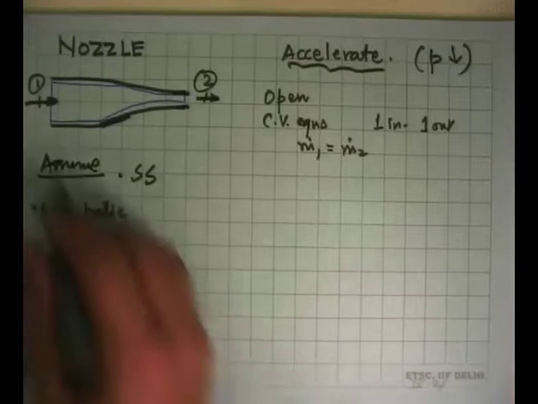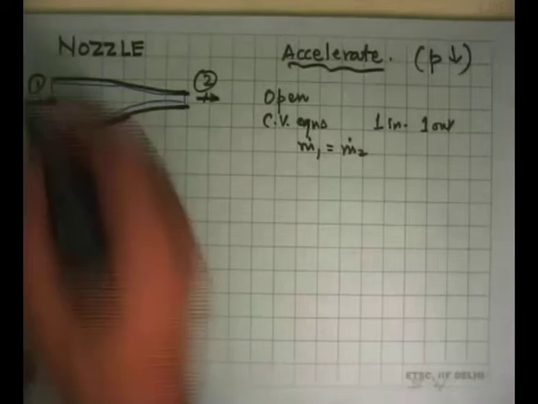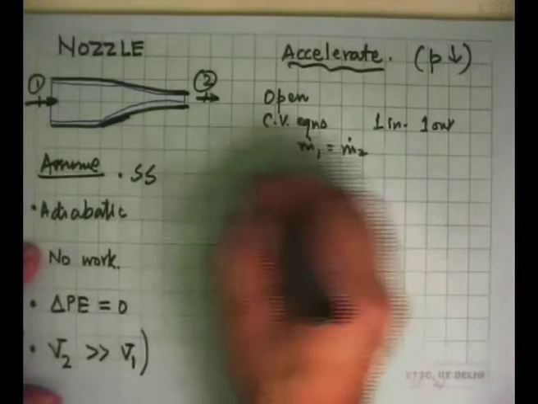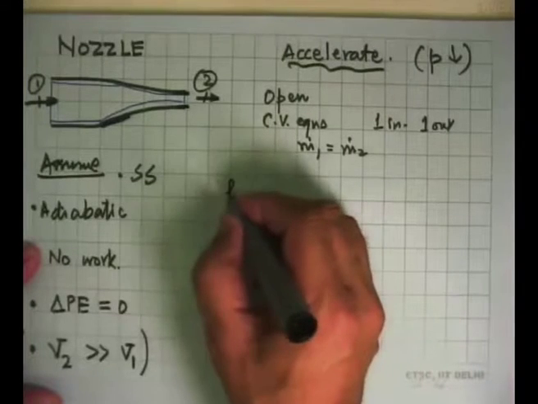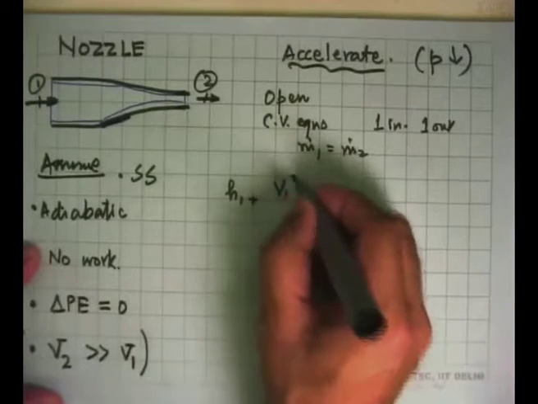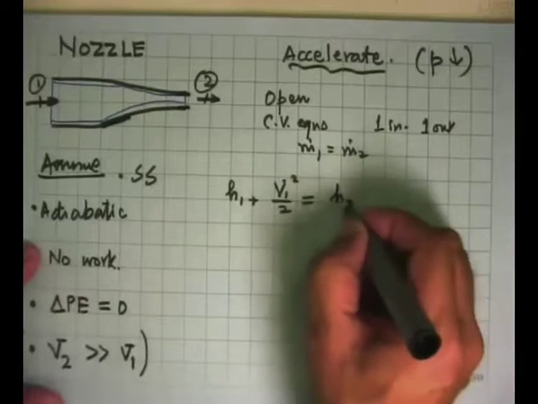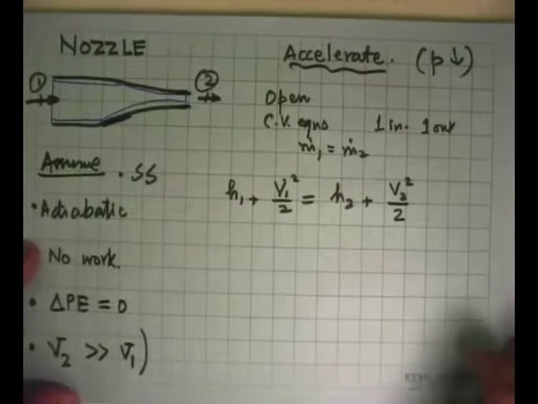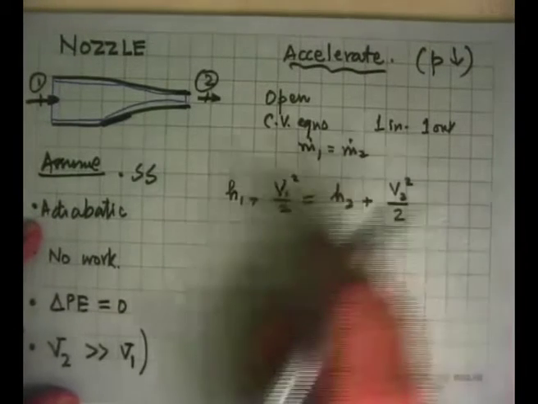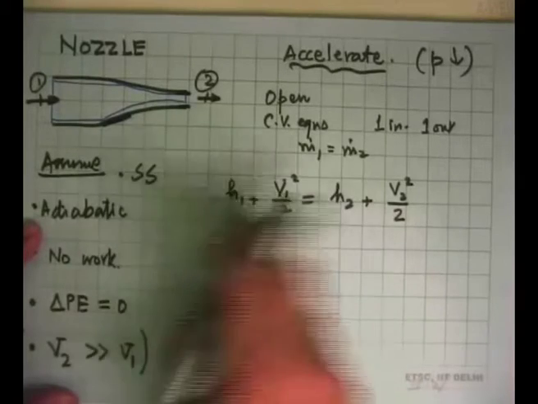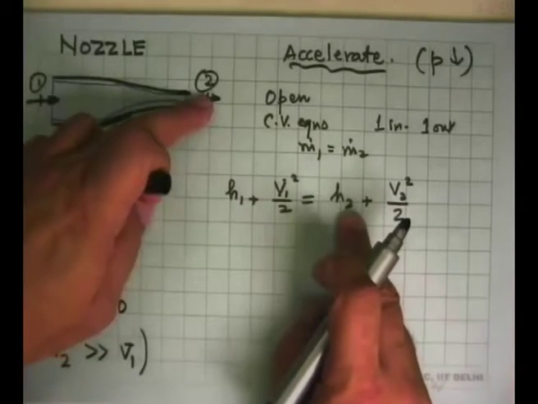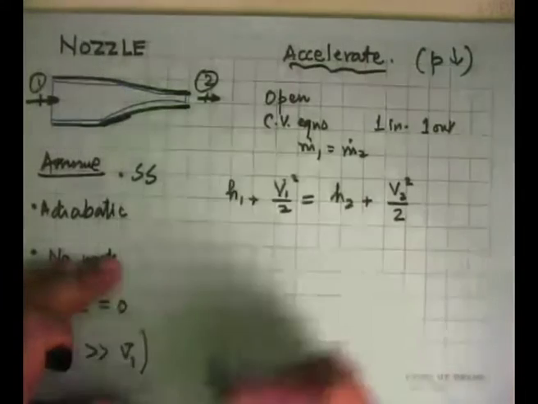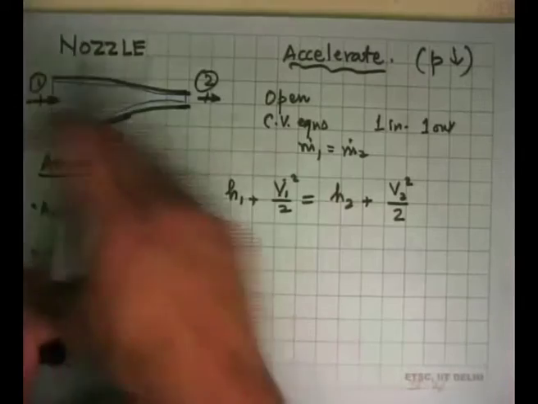If one of these values is given, say V1 is given, then we don't need to make this assumption. But the important thing is that if we solve the energy equation and simplify it, then we get H1 plus V1 squared by 2 is equal to H2 plus V2 squared by 2. This is what we get. If V1 is given and states 1 and 2 are known, then H1 and H2 are known, and we can calculate V2. So that's the analysis of a nozzle.